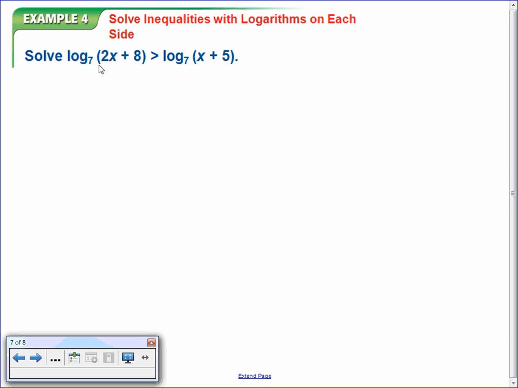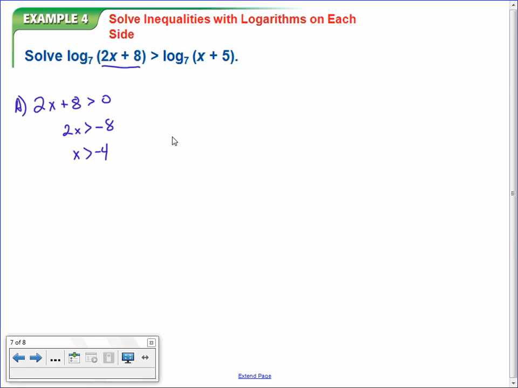The first part, just like before, I know that this thing cannot equal 0. It cannot be less than 0. So 2x plus 8 has to be greater than 0. Now solve this. Subtract 8 from both sides. Divide both sides by 2. So whatever x is, to keep this from going negative or becoming 0, x has to be greater than negative 4. Right? Call that A.